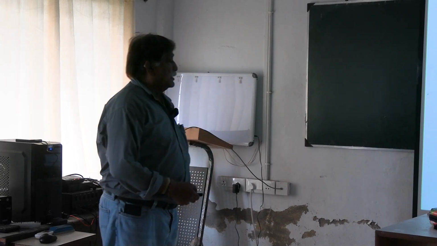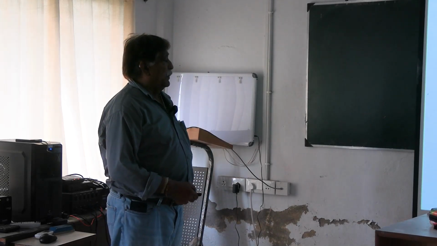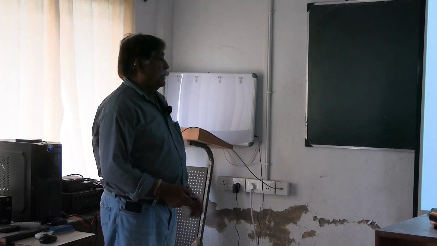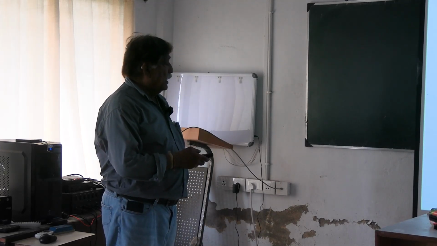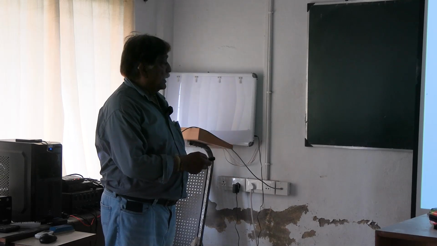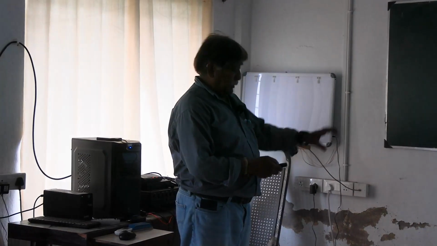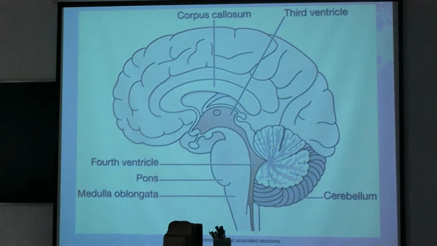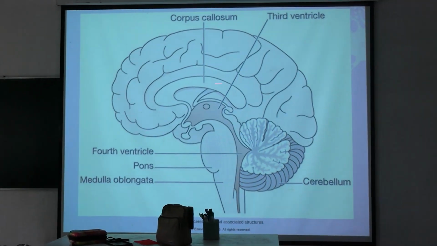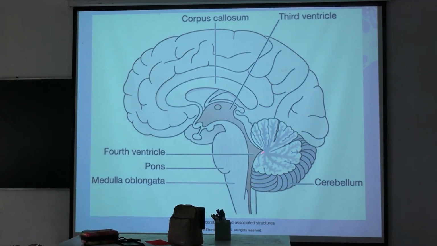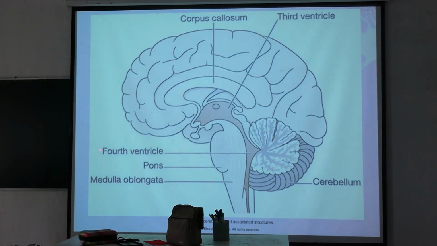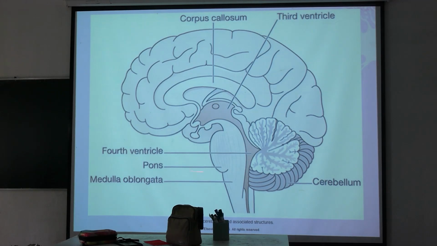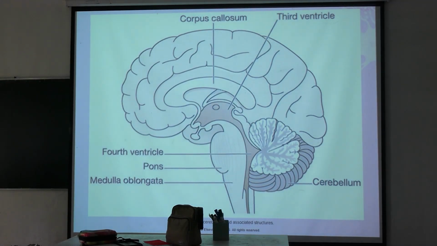Now, reticular formation, a collection of neurons in the brain stem, coordination of muscle activity, and selective awareness. Now, what is reticular formation? It can be a short note. Now, again, you see the picture: corpus callosum, third ventricle. This is the cerebellum. The other day I lectured on cerebellum. The fourth ventricle is here, pons is here, medulla oblongata is here.